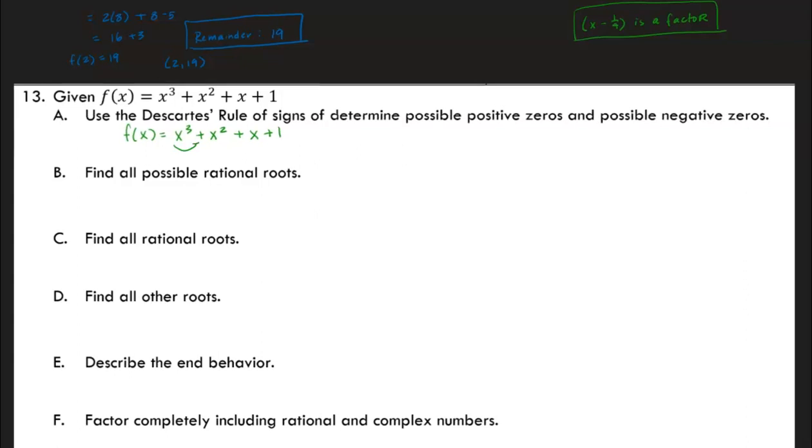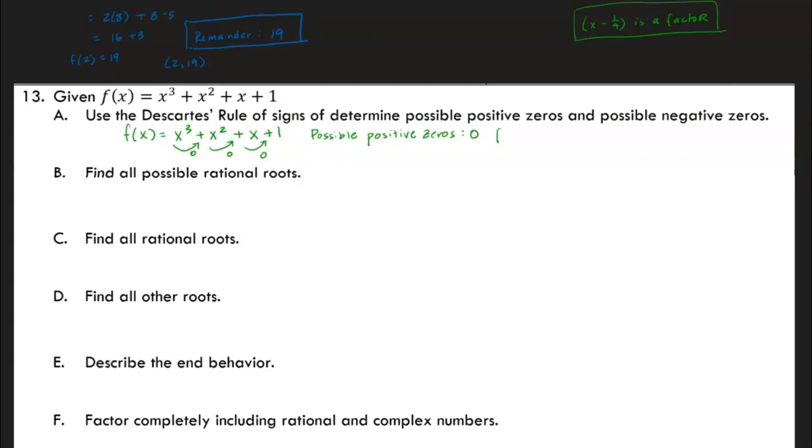And I look at the sign changes. No sign change there, no sign change there, and no sign change there. So the possible positive zeros are going to be 0.